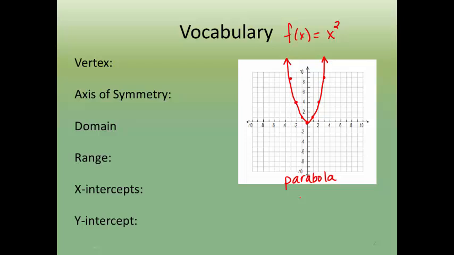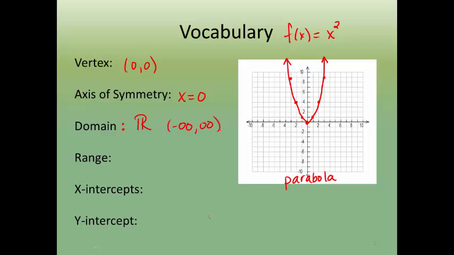Now, our vertex in this case is 0, 0. It is an ordered pair. It's the same as we would find if we were using the absolute value functions we worked with. Our axis of symmetry in this case is x equals 0. It is a vertical line, just like with the absolute value. The domain, there's not a single number you can't square. Positives, negatives, 0, it doesn't matter. So this domain is all real numbers, which you can write as -infinity to +infinity if you'd like.